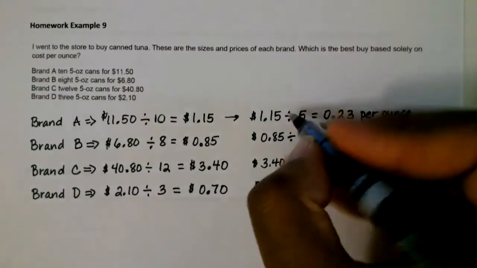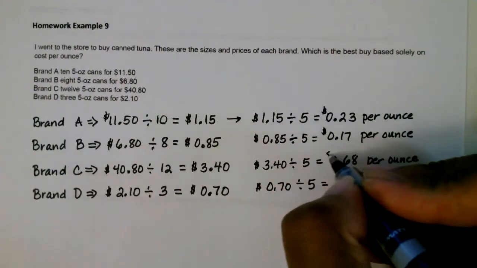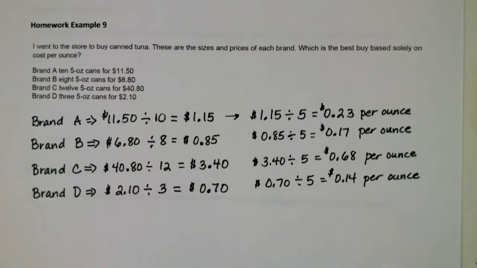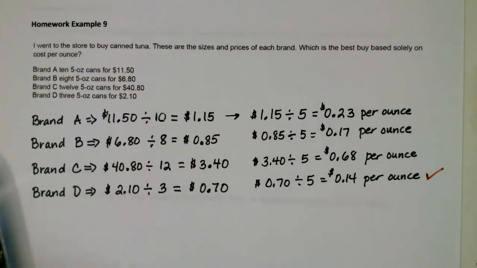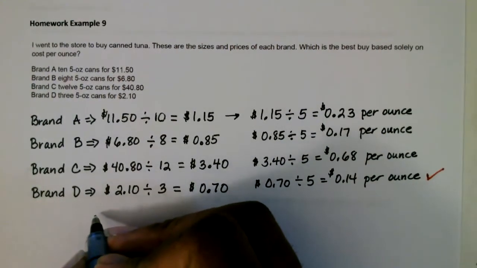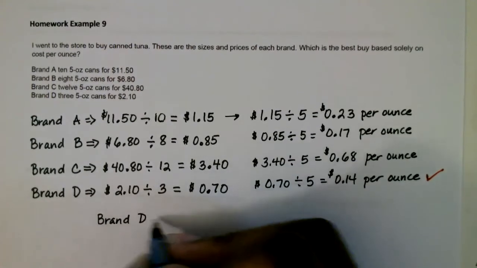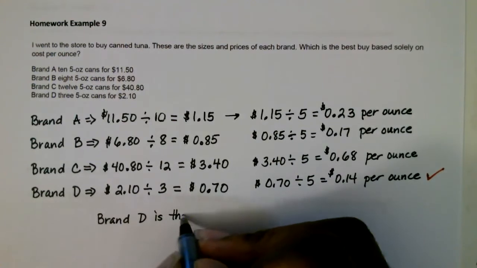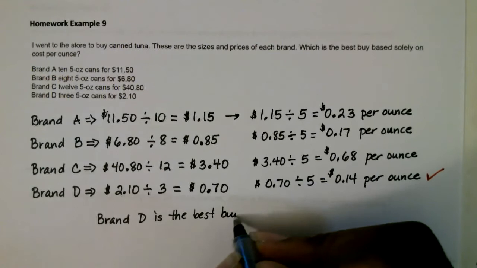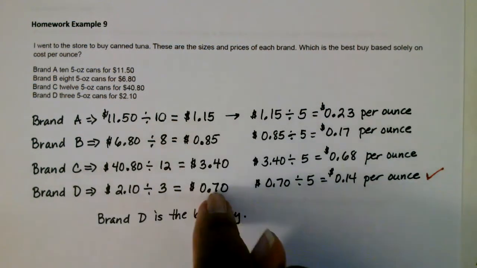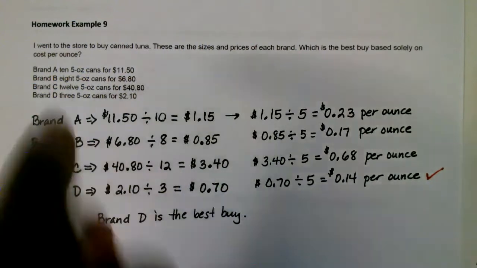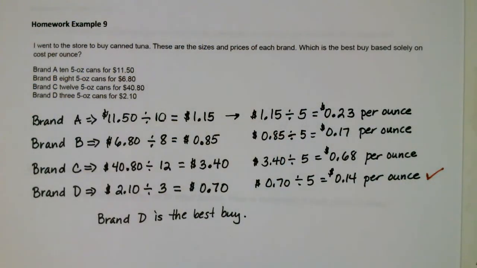Now, by looking at these numbers here, the smallest or the cheapest would have to be the one that's 14 cents per ounce. So that means that brand D is the best buy. And that's because it's 14 cents per ounce. Now these numbers represent cost per can. And each can is 5 ounces. So I have to divide each one of those cost per can by 5 ounces for the cost per ounce.